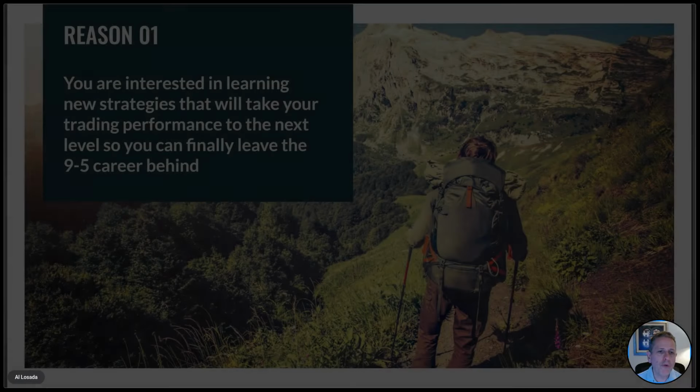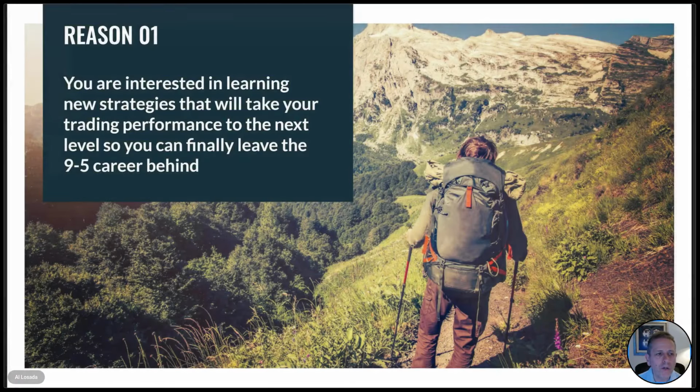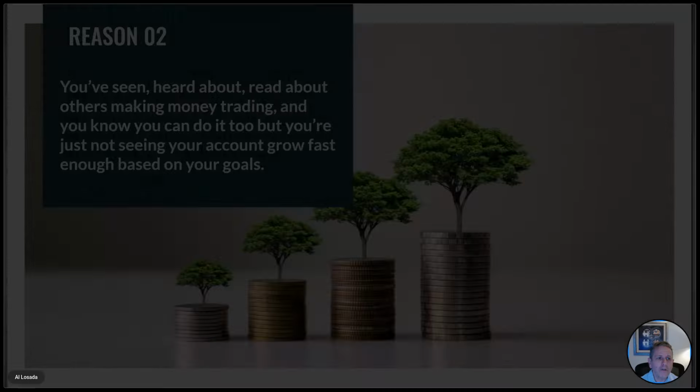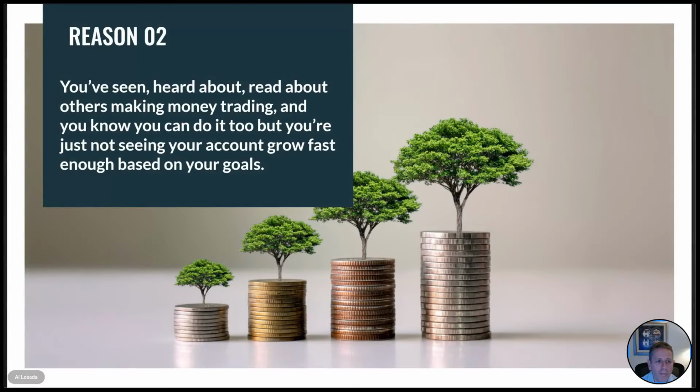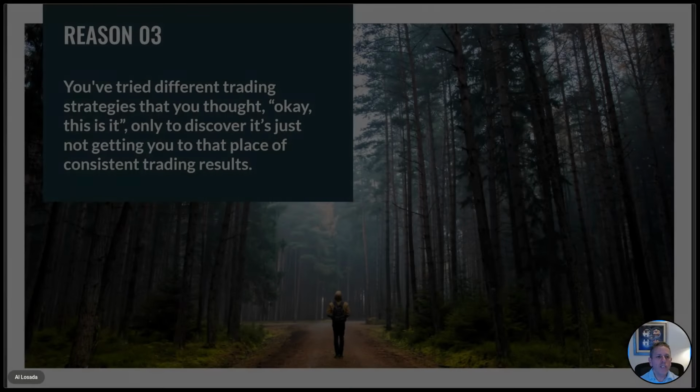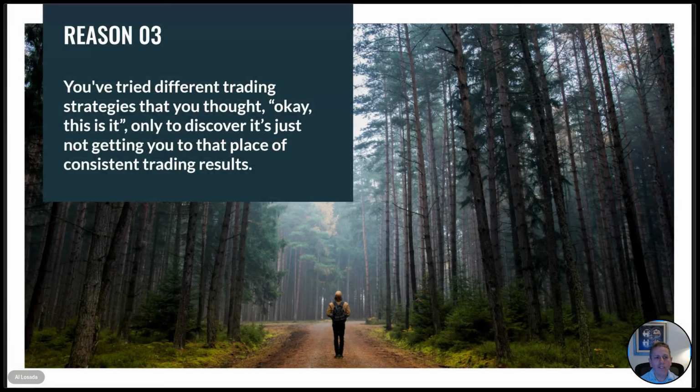We have three reasons. Reason number one, you're interested in learning new strategies that will take your trading performance to the next level so that you can finally leave that 9-to-5 career behind. Number two, you've seen, heard about, or read about others making money trading, and you know you can do it too, but you're not seeing your account grow fast enough based on your goals. And number three, you've tried different trading strategies that you thought were it, only to discover that they're not getting you to consistent trading results.